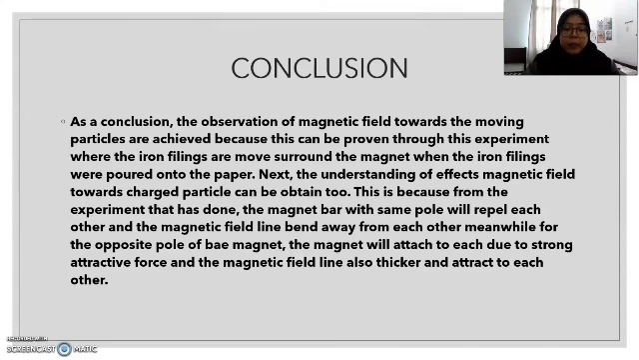This is because from the experiment that was done, the magnetic bars with the same pole will repel each other, and the magnetic field lines bend away from each other. Meanwhile, for the opposite poles of bar magnets, the magnets will attach to each other due to strong attractive force, and the magnetic field lines are thicker and attract to each other.